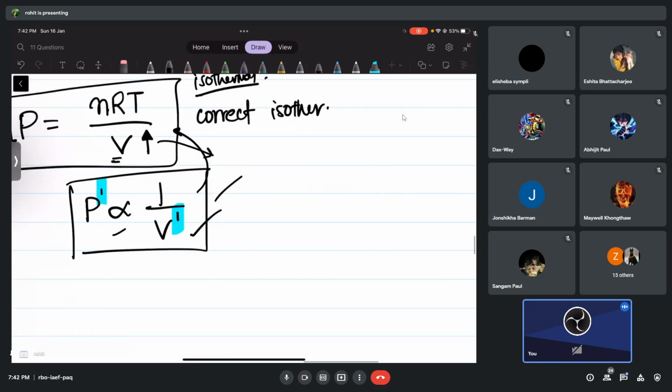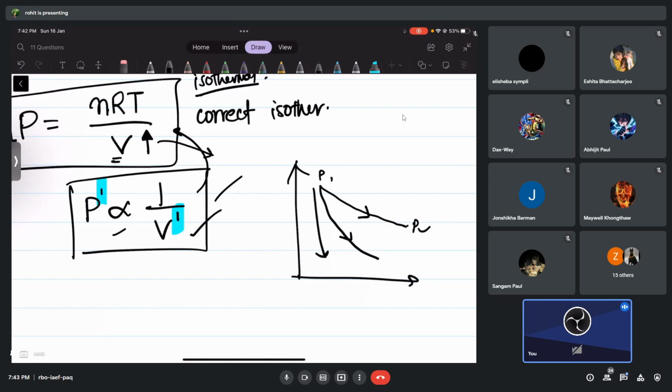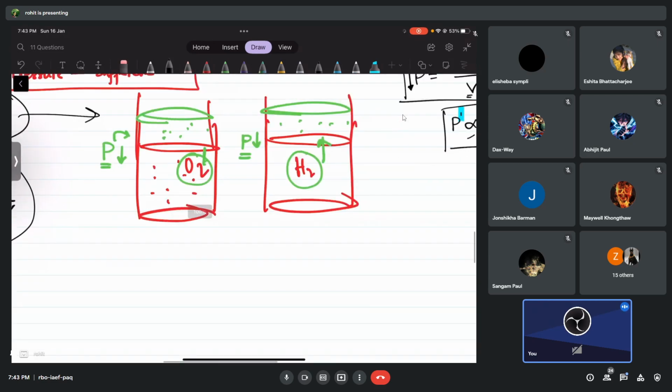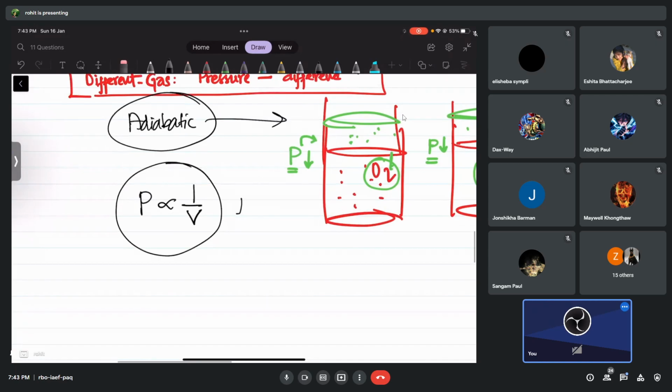And you know how it looks like? Look at this. The pressure falls slowly. Here the pressure is P1, here the pressure is P2, but it falls very slowly. But today we are talking about this process. Look at this. The pressure falls very quickly, rapidly, right? So what do you think, guys? Is this correct or not correct for adiabatic? Not correct.